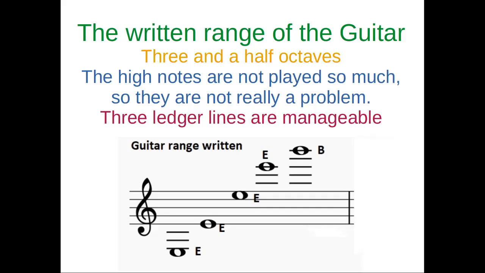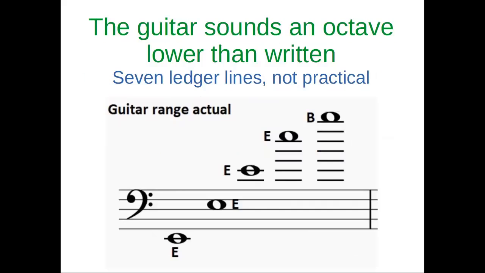That is the written range of the guitar. Now, because the guitar sounds an octave lower than written, this is the actual range of the guitar, and we put it in the bass clef. You see the first few notes are all right, but afterwards when we get to the high notes, 7 ledger lines is not really workable, and even that high E is 5 ledger lines. So it's not actually practical.